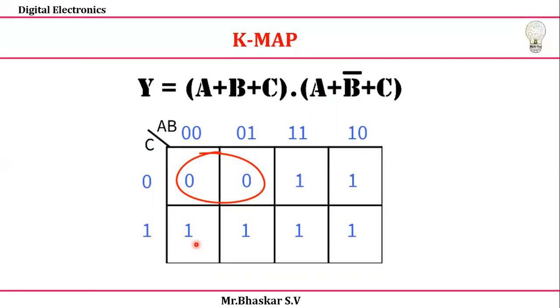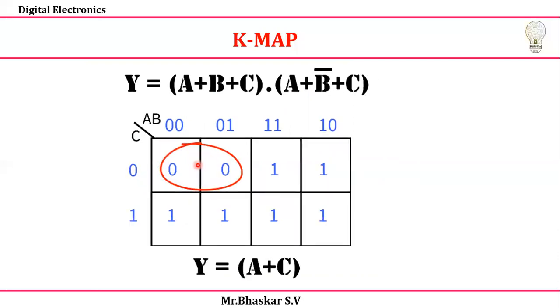So when it comes to an SOP form, we are going to group the number of ones. When it comes to a POS form, we are going to group the number of zeros. So here I'm going to group the number of zeros. Okay, so here I'm going to group 0 0. Then how to write the expression? You can see the same thing. What is the common term we have?